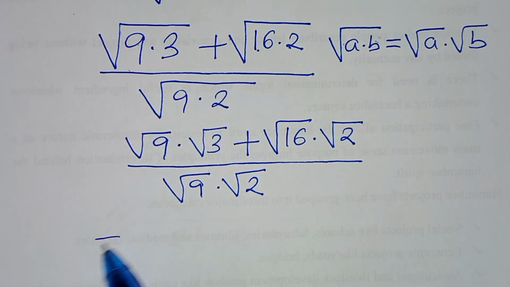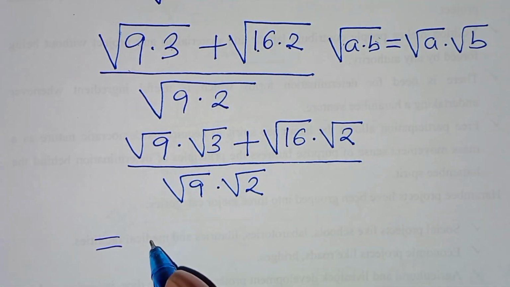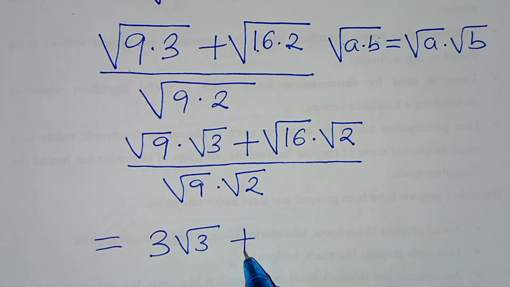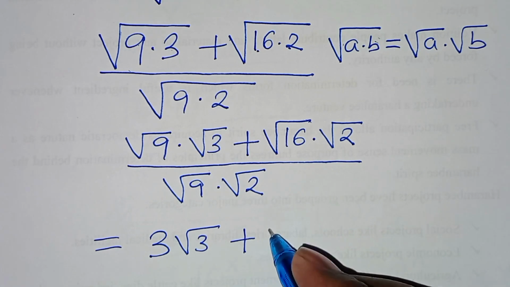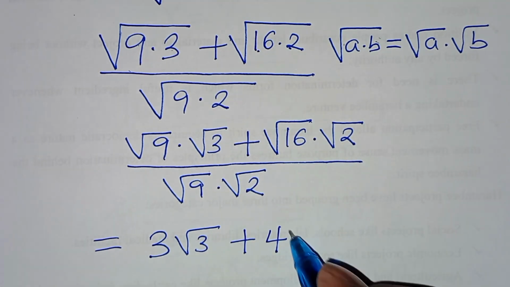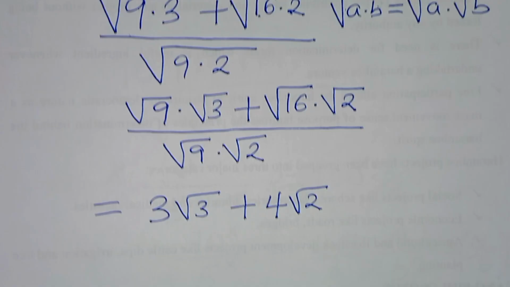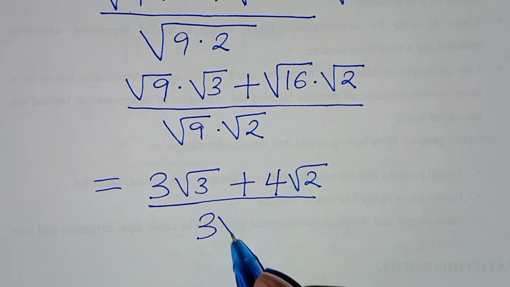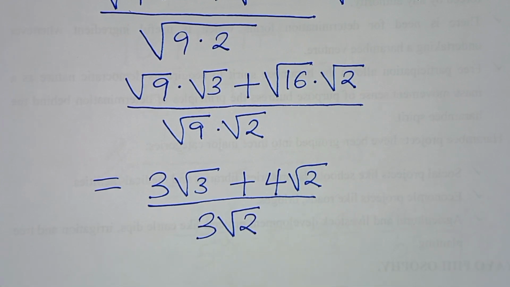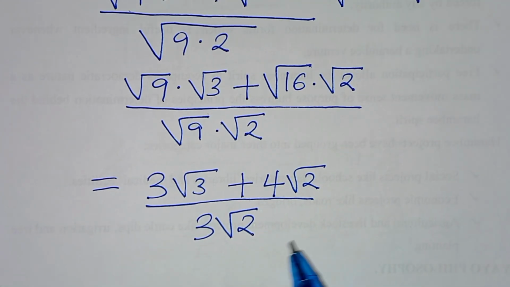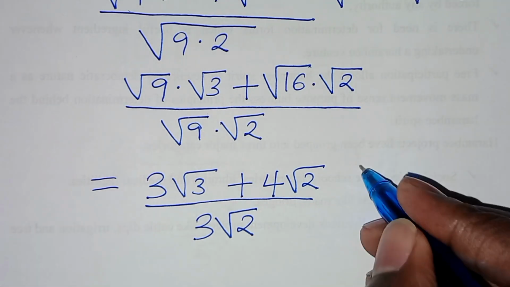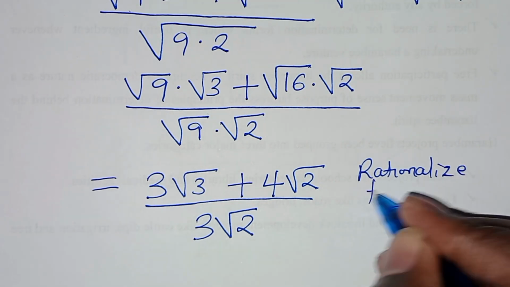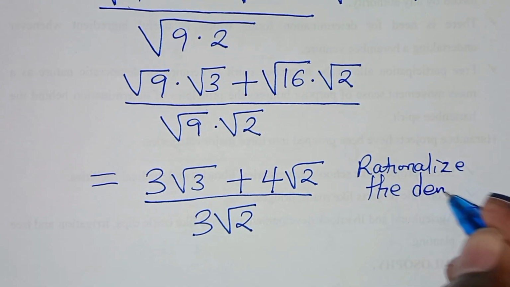Now, the next step here, the square root of 9 is the same thing as 3, multiplied by the square root of 3, plus the square root of 16, which is 4, multiplied by the square root of 2. All this divided by the square root of 9, which is 3, multiplied by the square root of 2. So the next step from here, let's rationalize the denominator.